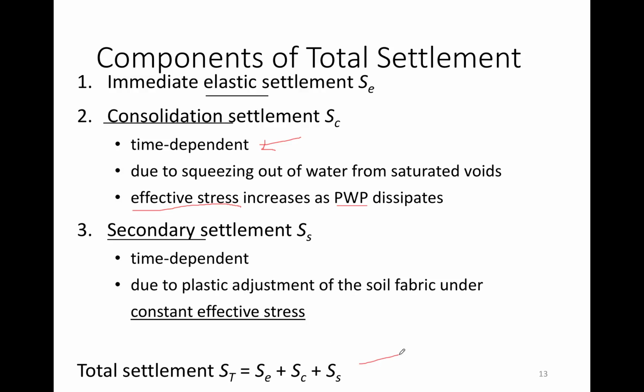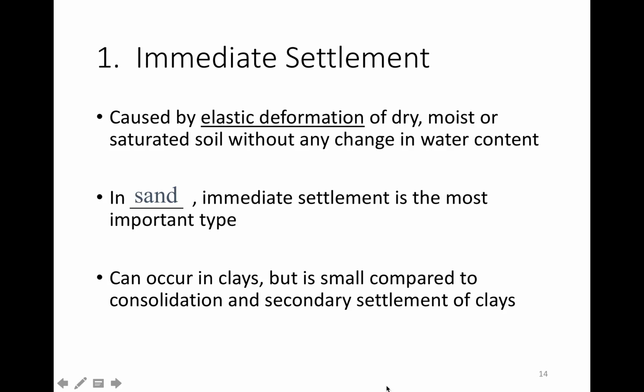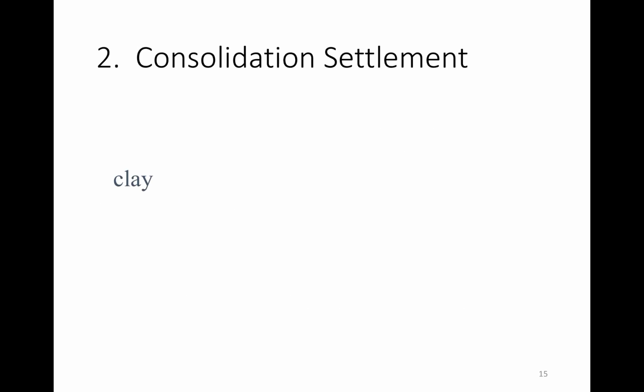So here's the equation for total settlement. It's the immediate elastic settlement plus consolidation settlement plus secondary settlement. The immediate settlement is caused by the elastic deformation of dry, moist, or saturated soils without any change in water content. In sand, it happens almost immediately. And in clay, it can occur, but it's small compared to the other two settlements.